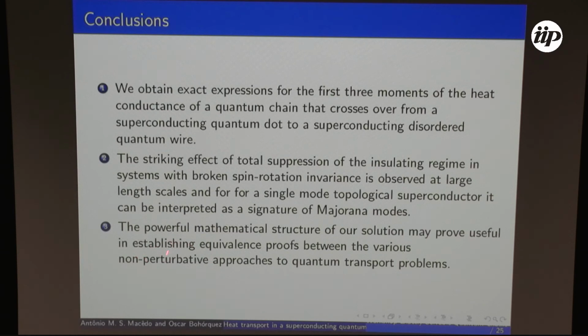As a final remark, there is this beautiful, powerful mathematical structure in the solution that may prove useful in establishing equivalence proofs between the various non-perturbative approaches, but also it shows in a very explicit and accessible way the structures that are hidden in the supersymmetric calculations, which are very daunting and hard to do. And they have beautiful mathematical structures that people simply don't look at or care about because they are hidden.